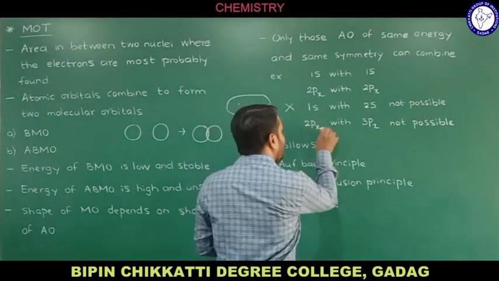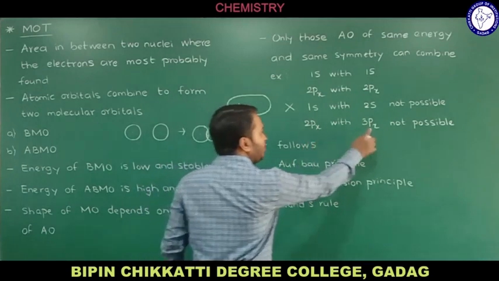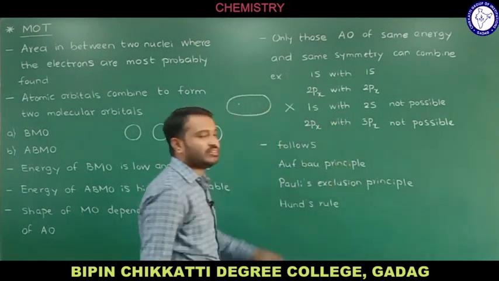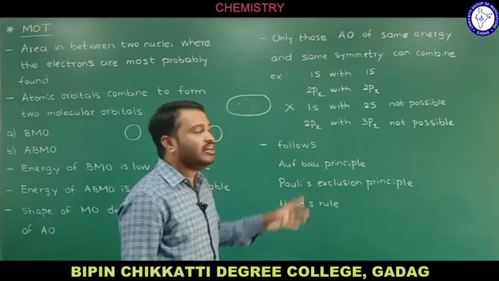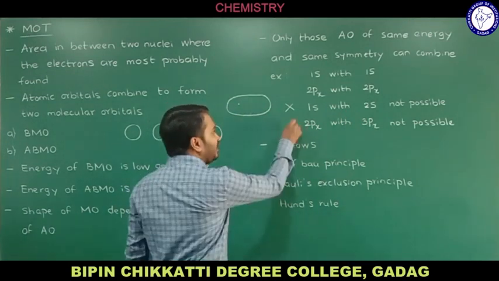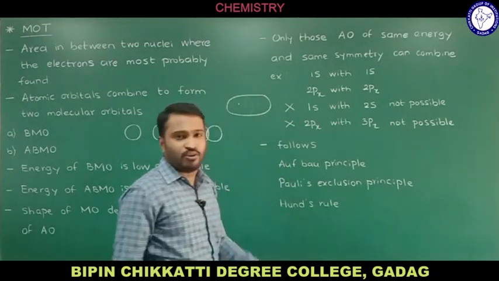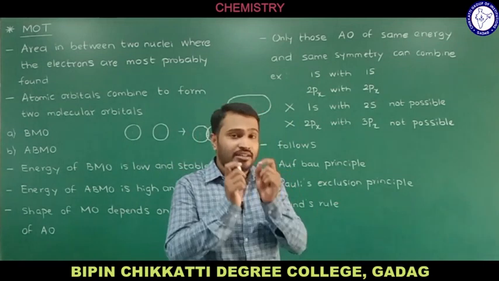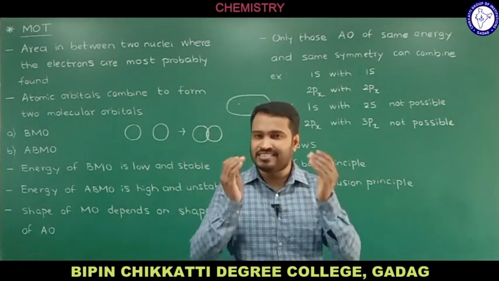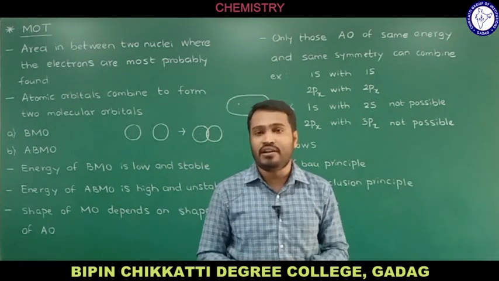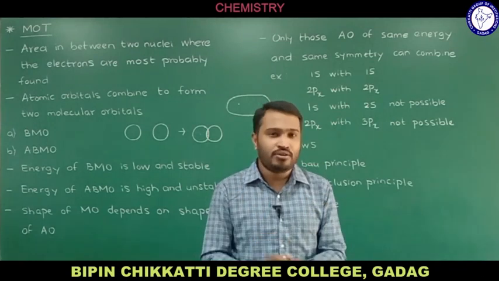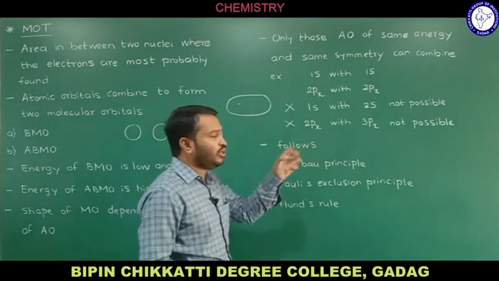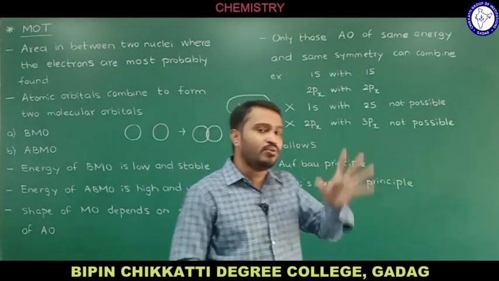If you consider 2px with 3px, of course px we have the same, but the principal quantum number is 2 and 3, so we have different energy. Even though the shape is the same, such a combination of atomic orbitals is also not possible. This point is very important. Remember that only those atomic orbitals which have the same energy and the same symmetry can combine to get molecular orbitals. And this formation of molecular orbitals follows some standard rules.